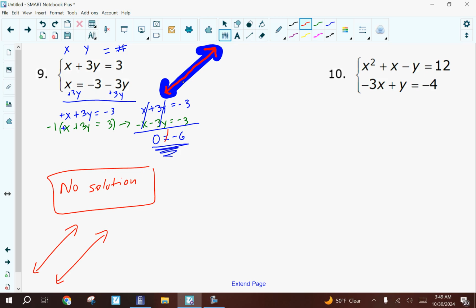On the test, there usually isn't a lot of answers that are no solution or infinite solution. So if any, there could be just one.